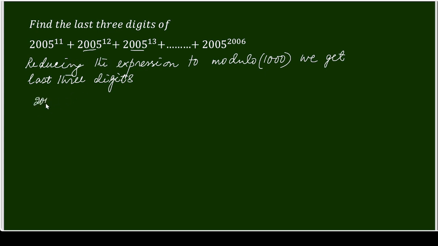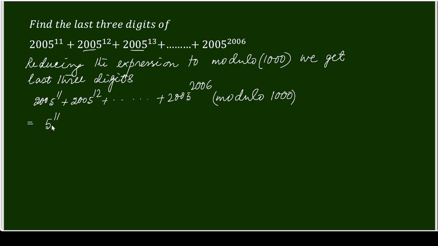So 2005 to the power 11 plus 2005 to the power 12 up to 2005 to the power 2006 modulo 1000 is the same as 5 to the power 11, because when 2005 is divided by 1000 we get 5, so they are congruent, plus 5 to the power 12 plus 5 to the power 13 up to 5 to the power 2006 modulo 1000.